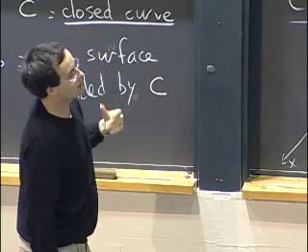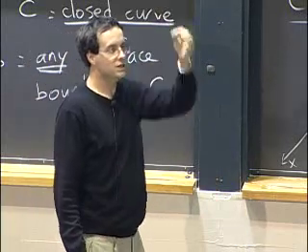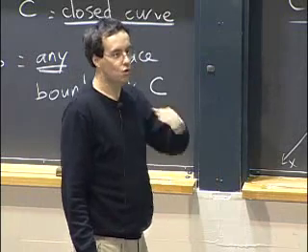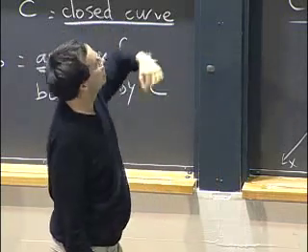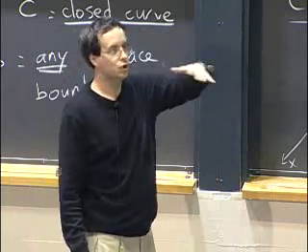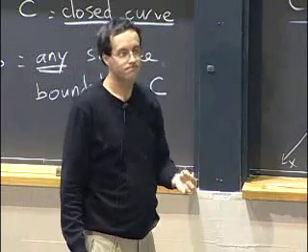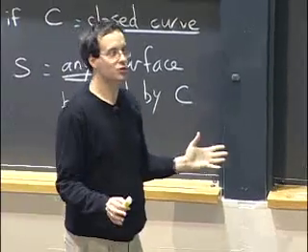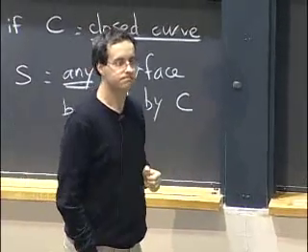Now, if instead your vector field is not defined anywhere on the z-axis, then you're out of luck, because there's no way to find a surface bounded by this unit circle without crossing the z-axis somewhere. So then you wouldn't be able to use Stokes' theorem at all, or at least not directly.